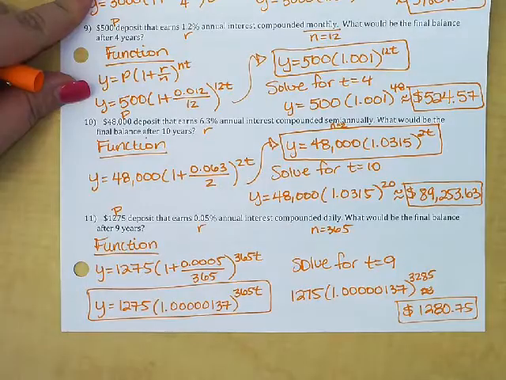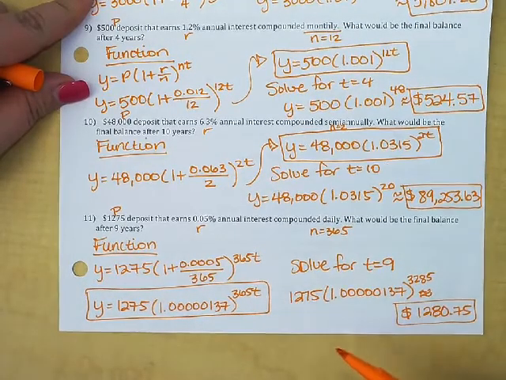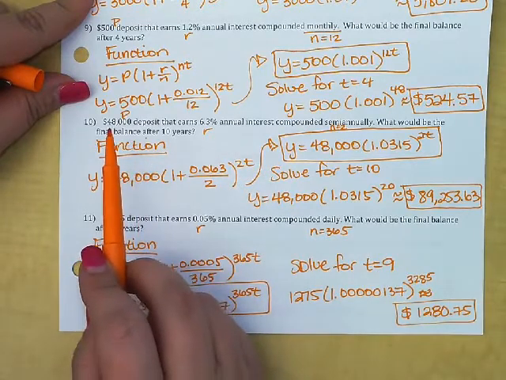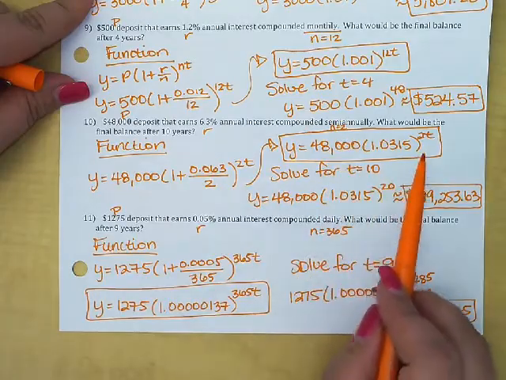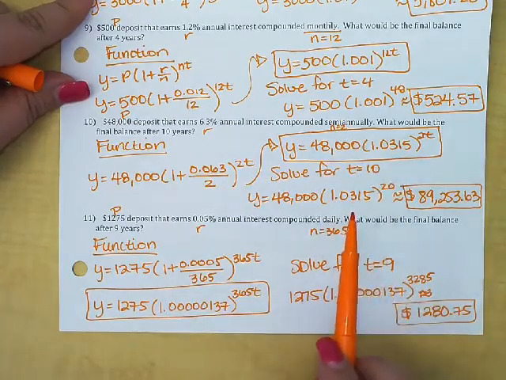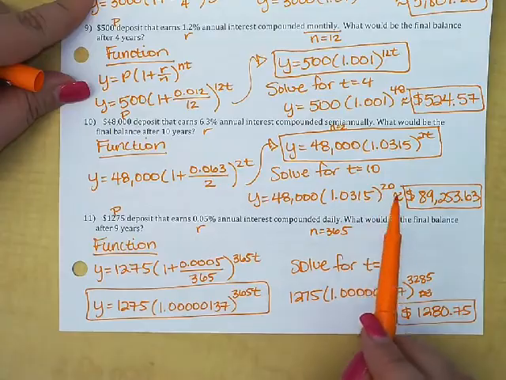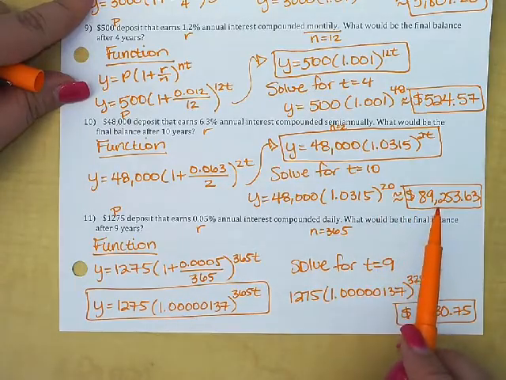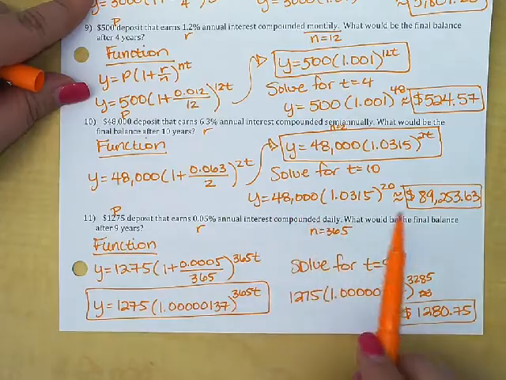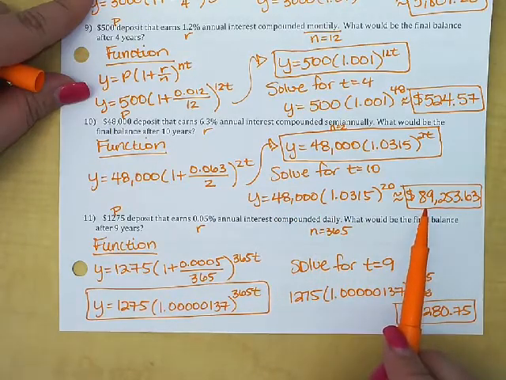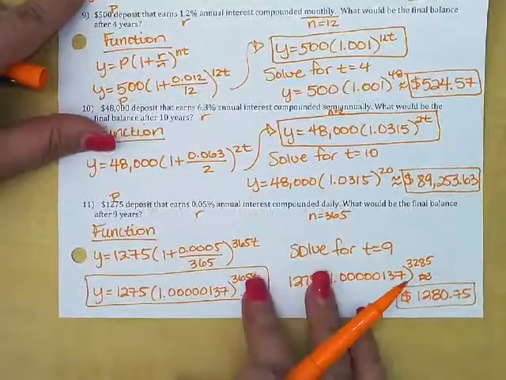All right, check to see how you did on these last two exponential or compounded interest formulas. When you had the $48,000 at 6.3% compounded semi-annually, this should have been your function. And then evaluating that for what your balance is after 10 years should be $89,253.63. That is an excellent return on your money if you can hang in there those 10 years.